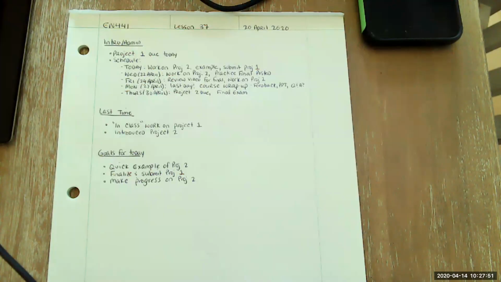Great. As a reminder, project 1 is due today at 11:59 PM Eastern time. Please submit that either to Blackboard or Google Classroom, or feel free to just send me an email as a backup anyways. The remaining schedule: today's class, where the goal is to work on project 2. I'll show you a quick example, and again, submit project 1. Wednesday, I'll post a very short video with these reminder dates, but work on project 2. I'll also post on Google Classroom and Blackboard a practice final exam and the solution. That should be a good way to start preparing for the final exam.